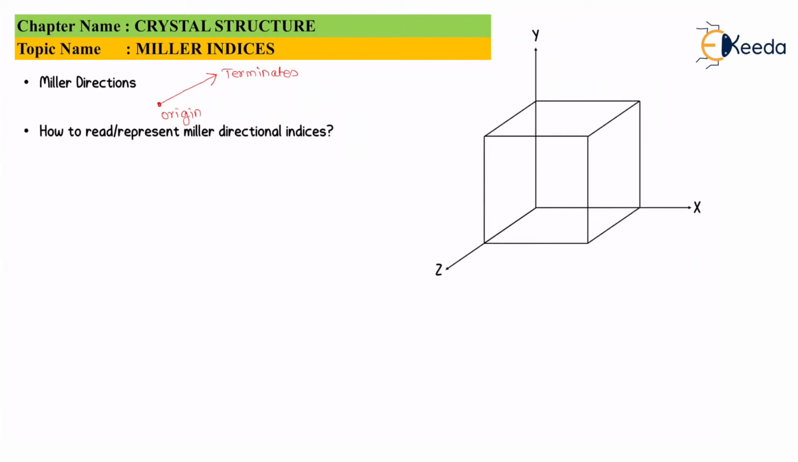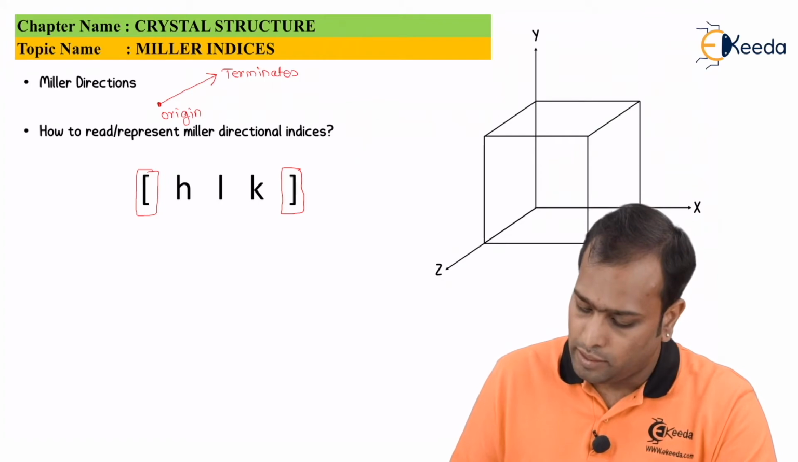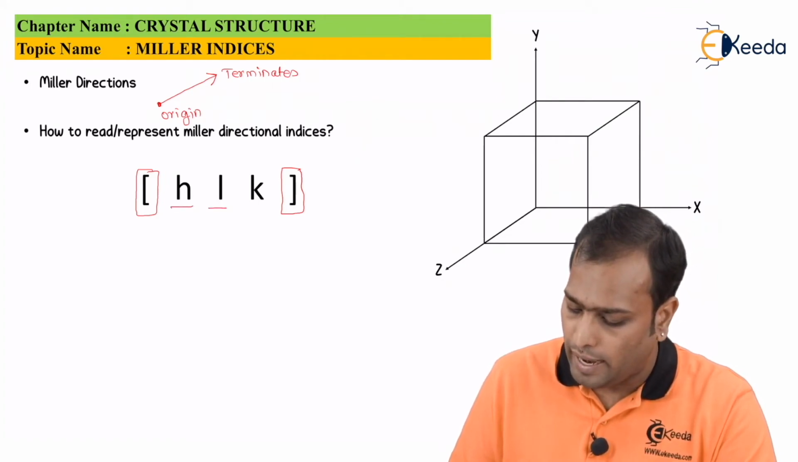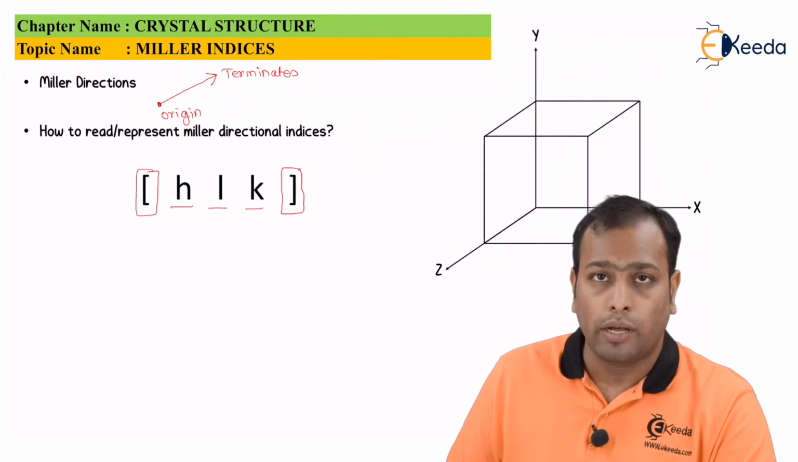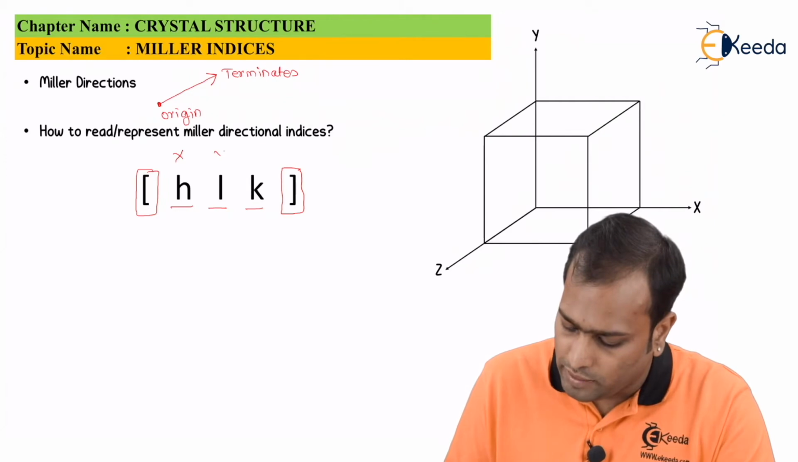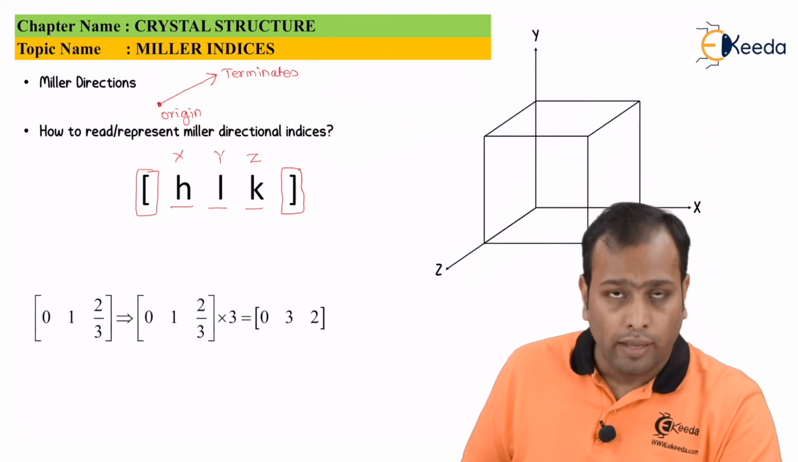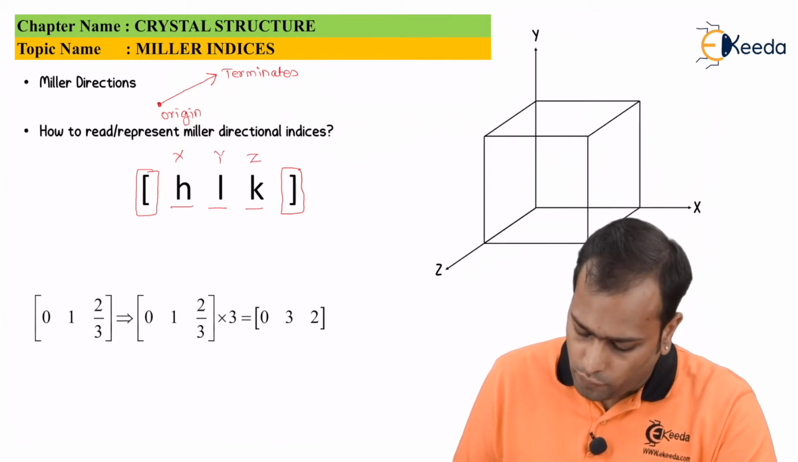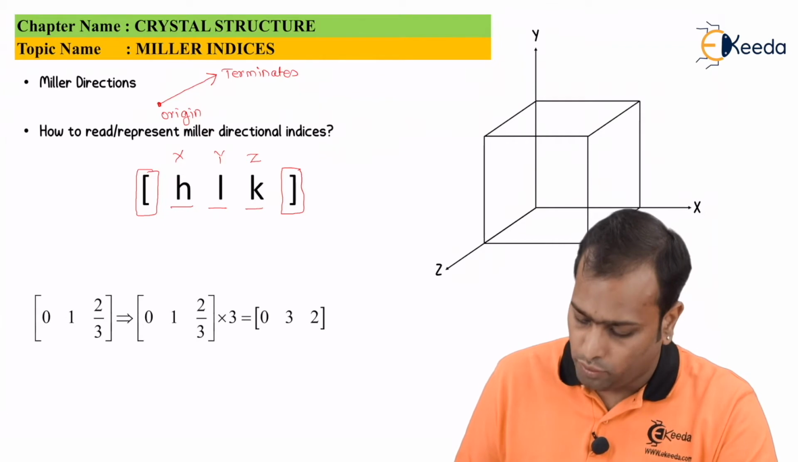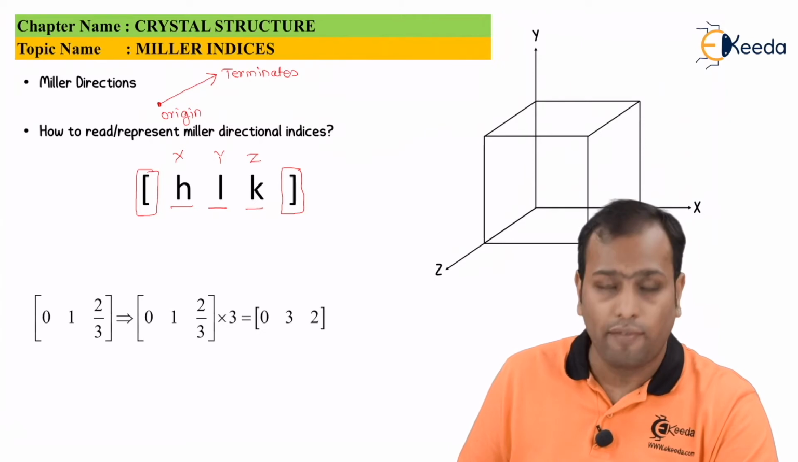Well, again, recalling this unit cell, always remember Miller directions are in square parentheses, denoted by H, L, and K, where H represents the x-axis coefficient, L represents the y-axis coefficient, and K represents the z-axis coefficient. We'll take an example. Here, the coefficient of the x-axis or H is 0, the coefficient for the y-axis is 1, and for the z-axis, we have 2 by 3.